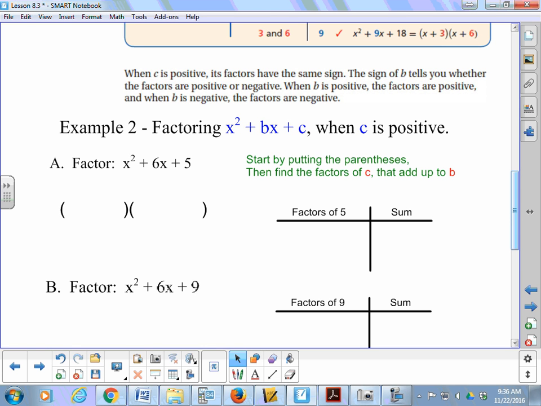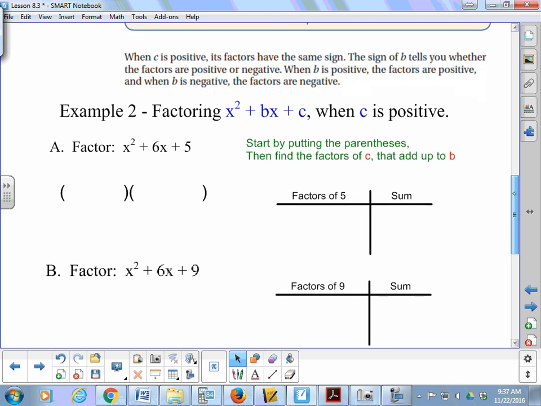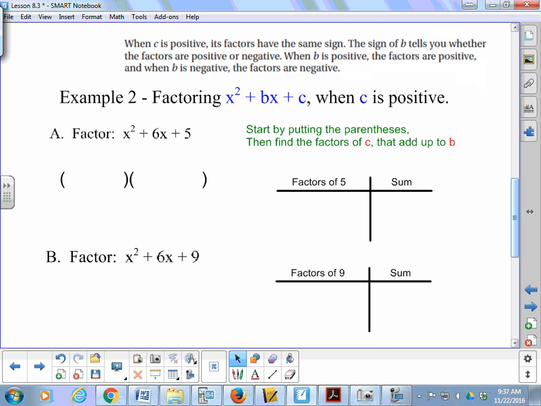So if b is positive, then both of the signs that are going to go in our parentheses are going to be positive. If b is negative, then they're both going to be negative. Right? So the nicest thing is when c is positive is we know that our signs are going to be the same. Okay? Either positive or negative. Right? So we got an easy one to start with. X squared plus 6x plus 5.